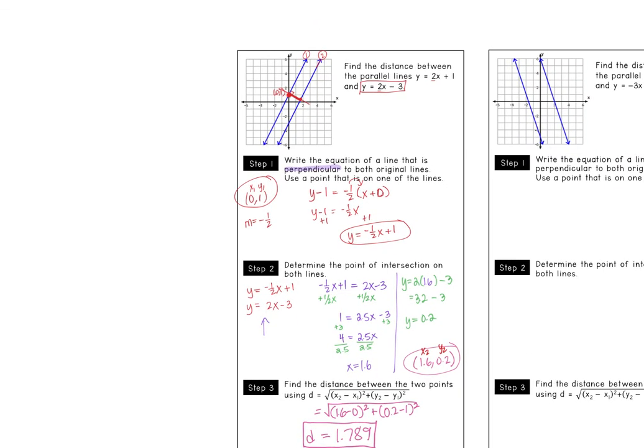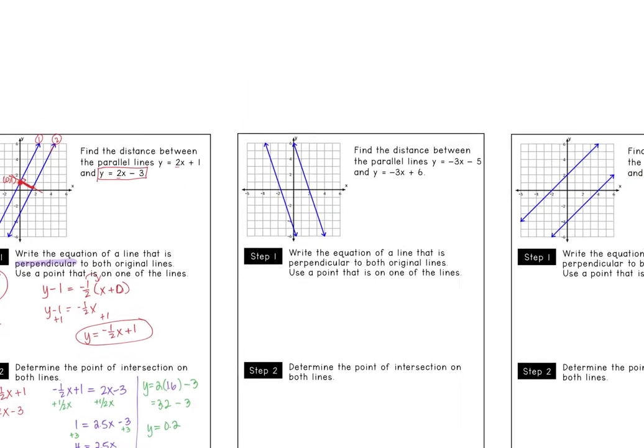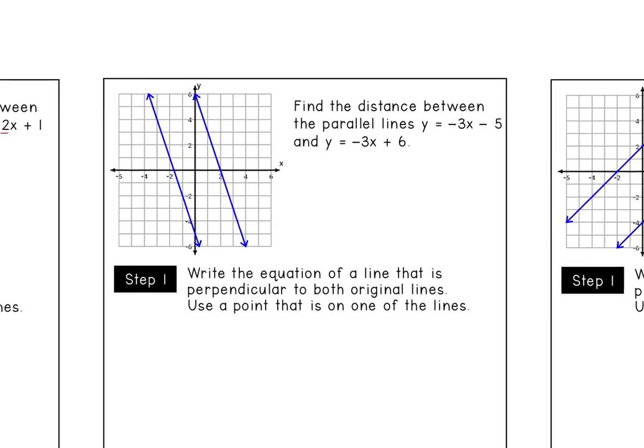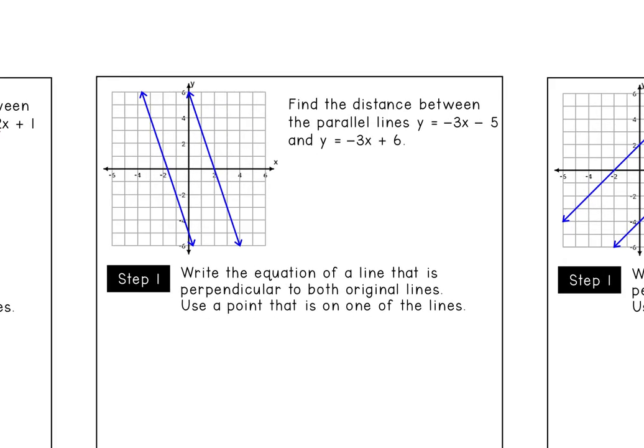Okay, so to keep practicing, I have 2 more examples. I'm going to try to go through them pretty fast. So this time, my 2 lines are negative 3x minus 5, which is this one here. So I'm going to label that as line 1. And then negative 3x plus 6 is the second line. So this line here.